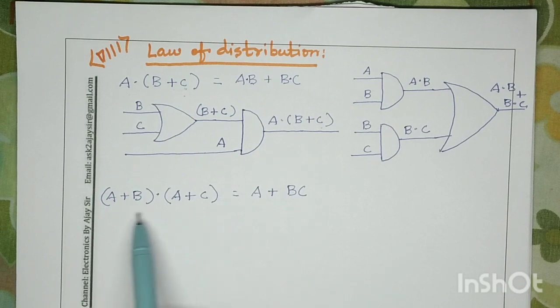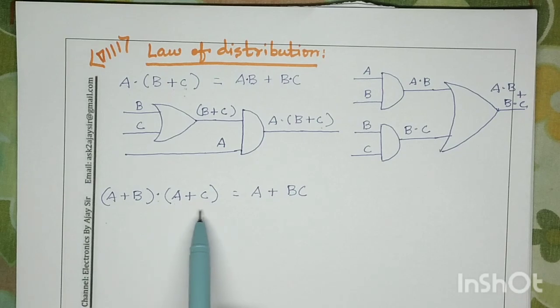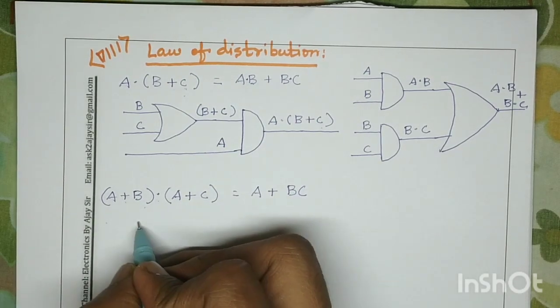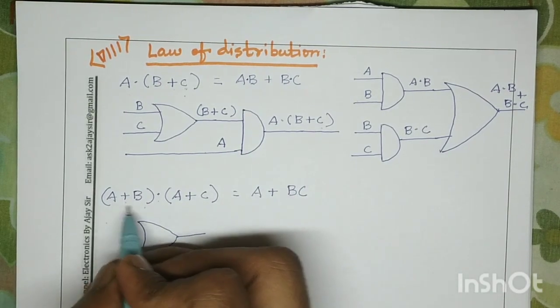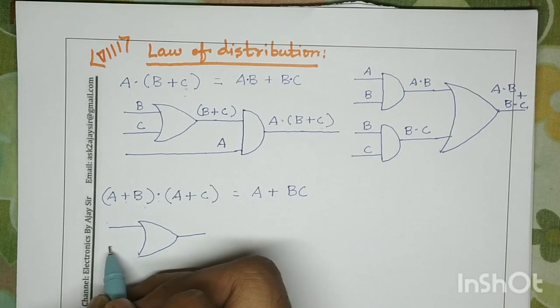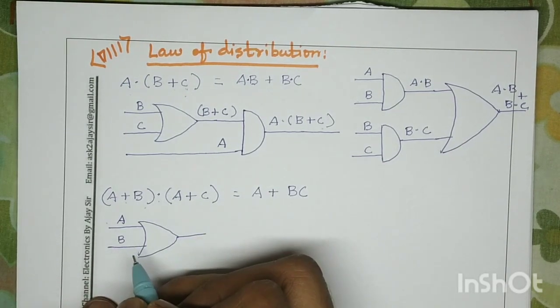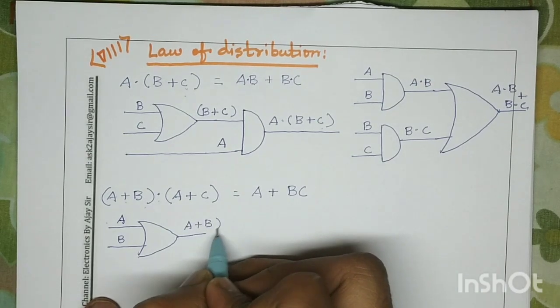First we will implement the left side. It is inside bracket A plus B and with inside bracket A plus C. So first we will generate this signal A plus B. For this plus sign I need an OR gate. For A plus B there are two inputs, A and B, and it gives you the output A plus B.